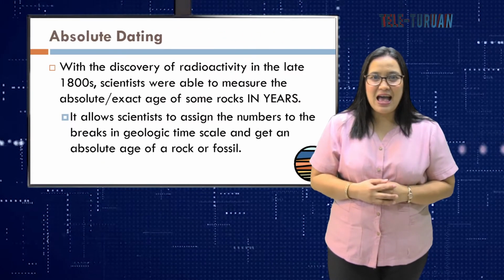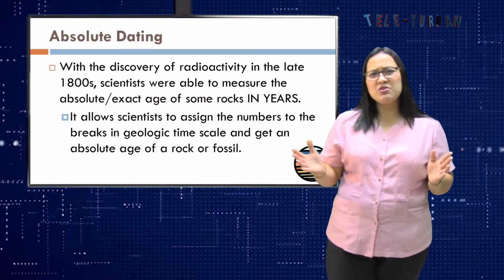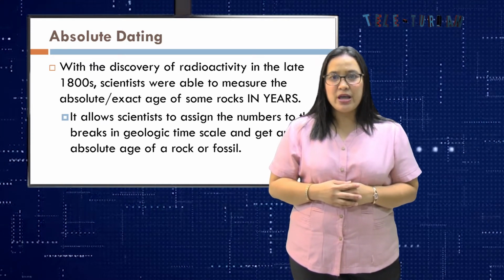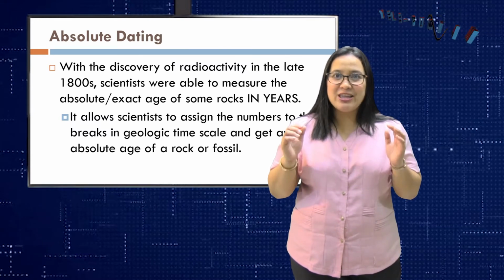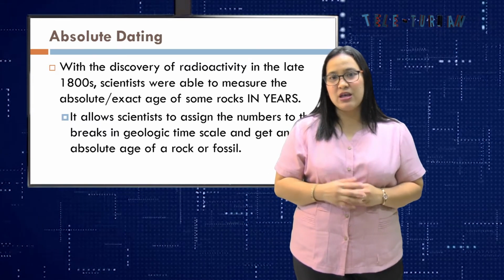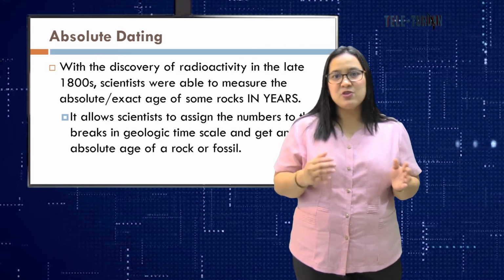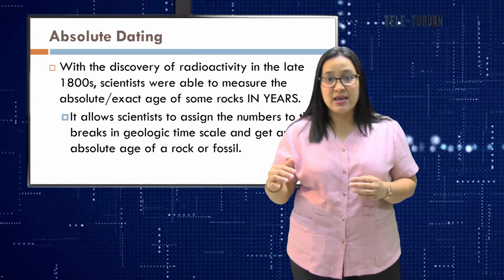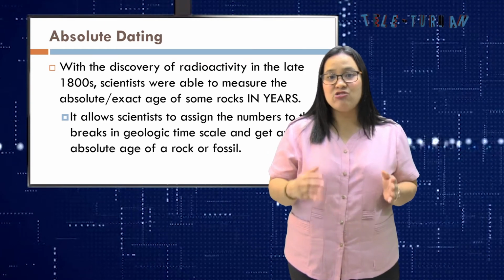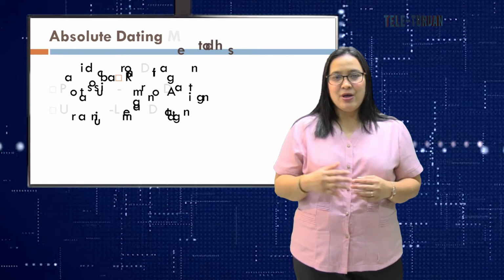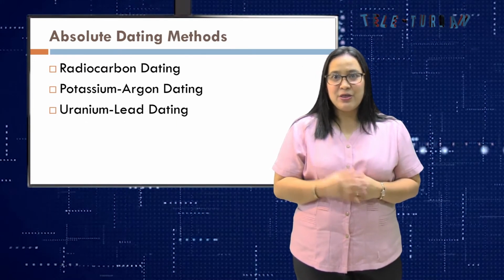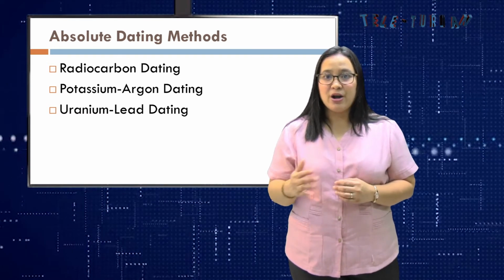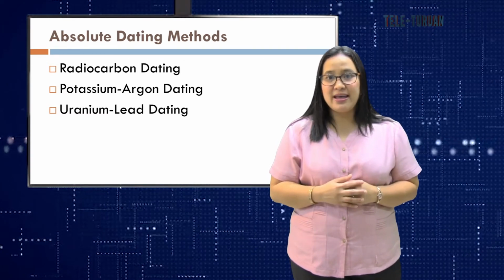Then we have absolute dating. With the discovery of radioactivity in the late 1800s, scientists were able to measure the absolute or the exact age of some rocks in years. So this allows scientists to assign numbers to the breaks in geologic time scale and get an absolute age of a rock or fossil. In absolute dating, there are three methods used: the radiocarbon dating, potassium-argon dating, and the uranium-lead dating.